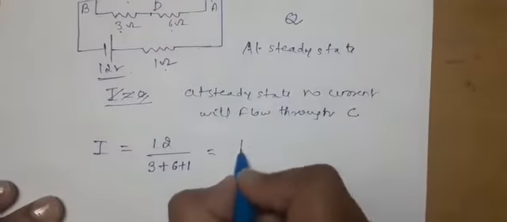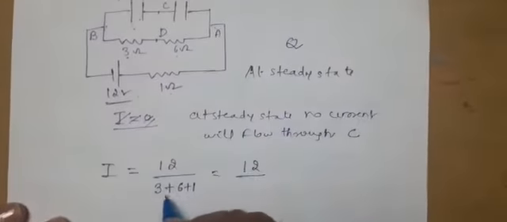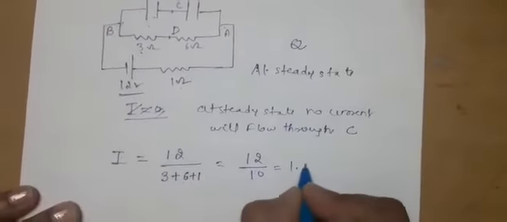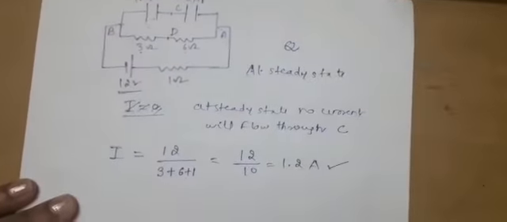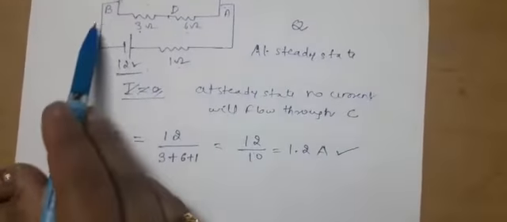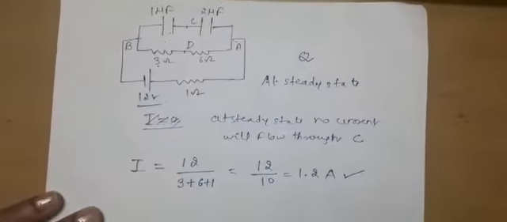So now what will be the current? This will be 12, this is 10. So 12 divided by 10, this is 1.2 ampere. So in this way we have calculated the current flowing through the configuration.